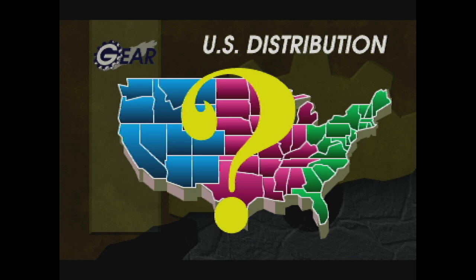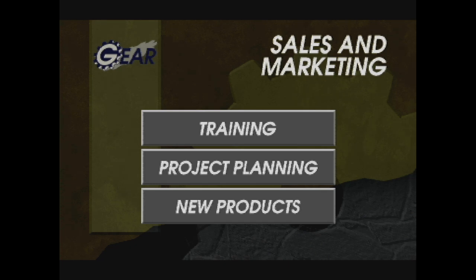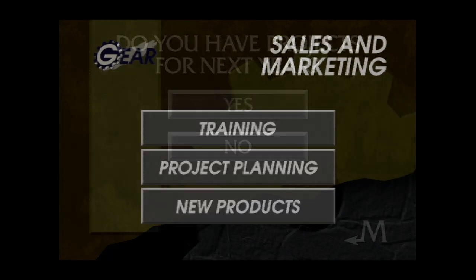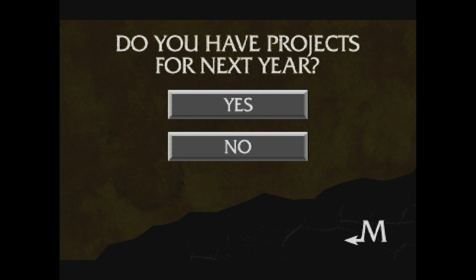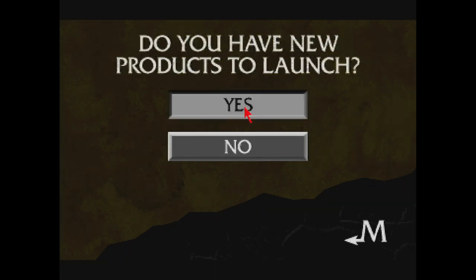But we all know the old saying, nothing happens until somebody sells something. So let's consider starting with a program for your sales and marketing department. Do you have projects for next year? A budget? Some challenges? If you do, make a selection and let's go on. Do you have new products to launch? Trade shows to exhibit at? Distributors to convince? Dealer salesmen to motivate and train? If the answer is yes, then select again to go on.